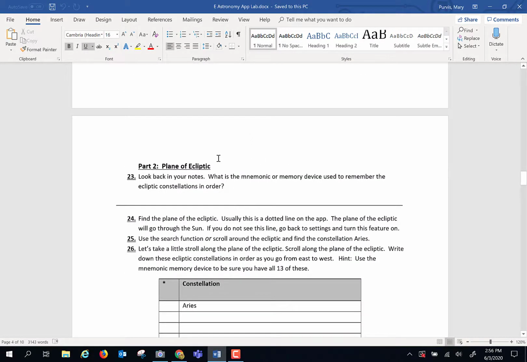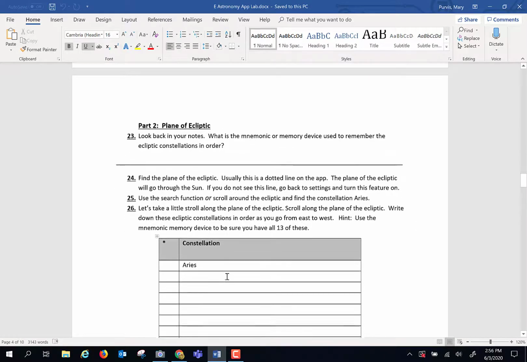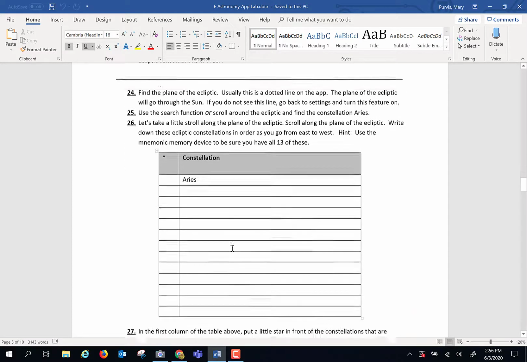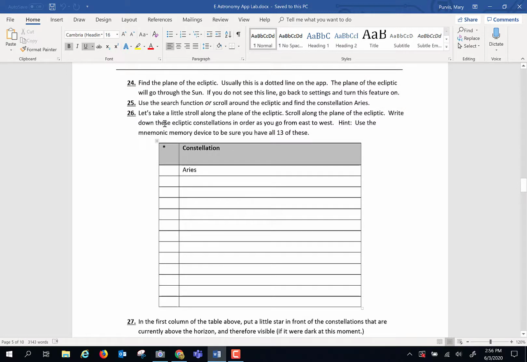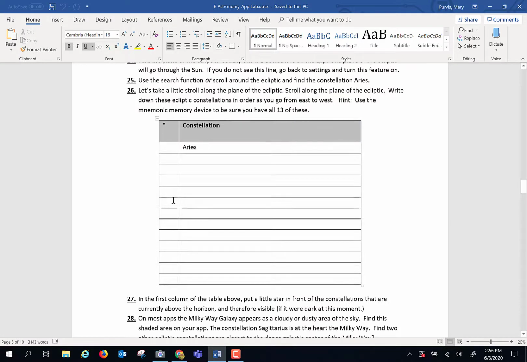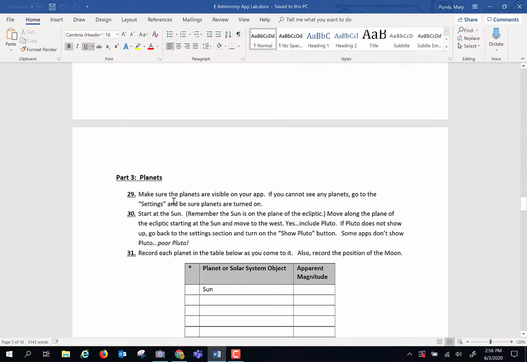I ask you to walk around the app and go around that plane of the ecliptic and look at which constellations are above that plane of the ecliptic. Remember that time-honored mnemonic: cowboys love viewing little stars, oh so cold and pretty. Write down those constellations and then scroll along your app and scroll along that plane of the ecliptic and put little stars next to the ones that are currently above the horizon. And this is based on the moment you are actually doing the lab.